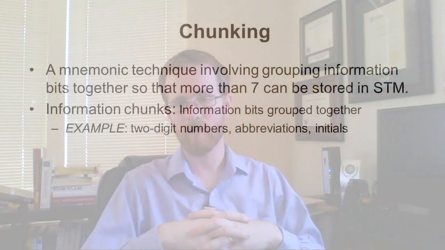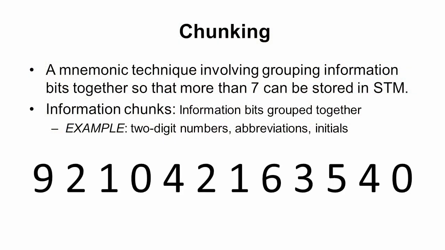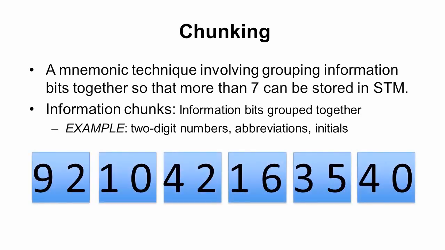Here's an example of how you could use chunking if you've never used it before. I'm going to show a series of information bits and then indicate the chunks that you should try to form. So here you go. Here's the series of numbers, and the chunks are 92, 10, 42, 16, 35, and 40. So remember, 92, 10, 42, 16, 35, 40.